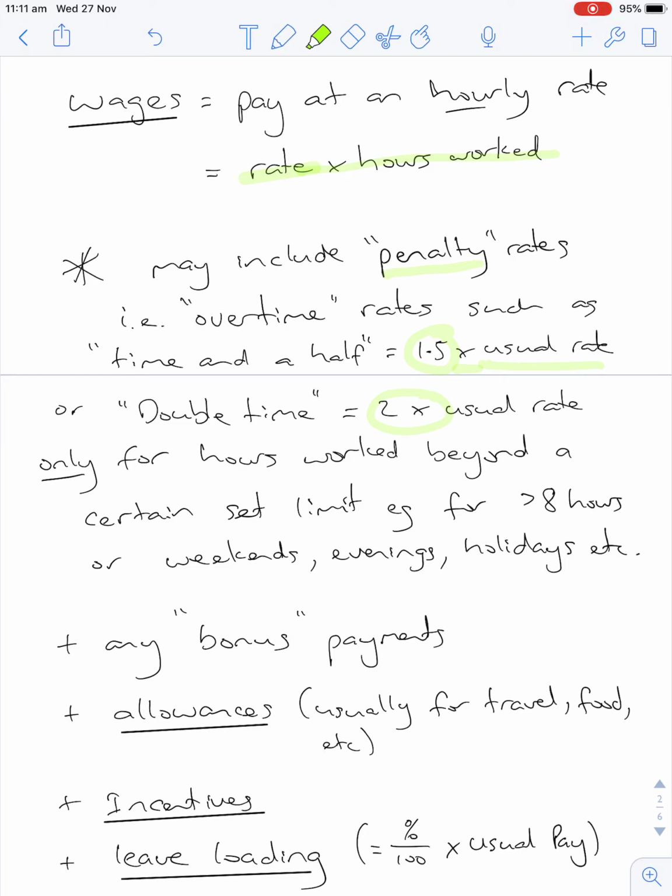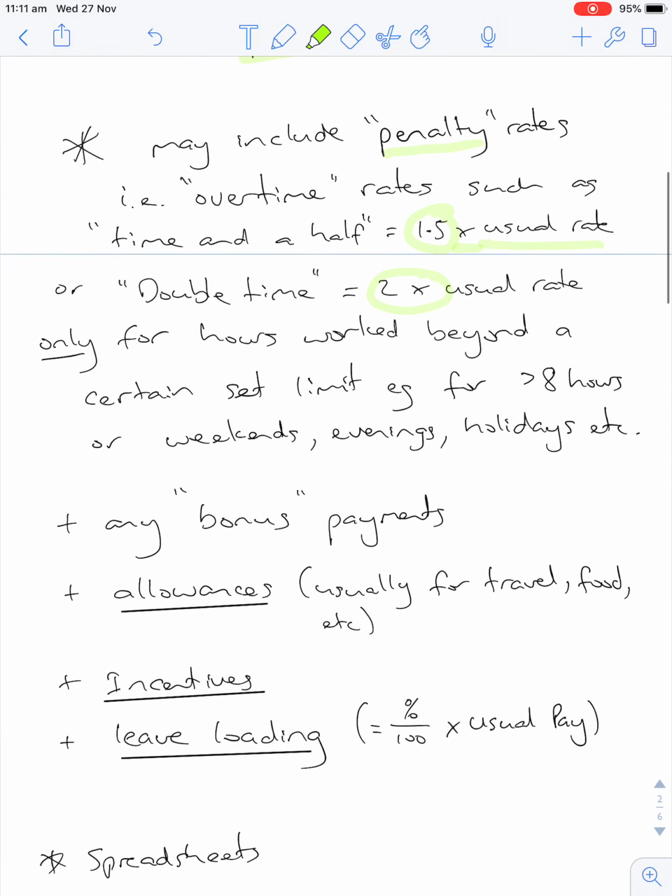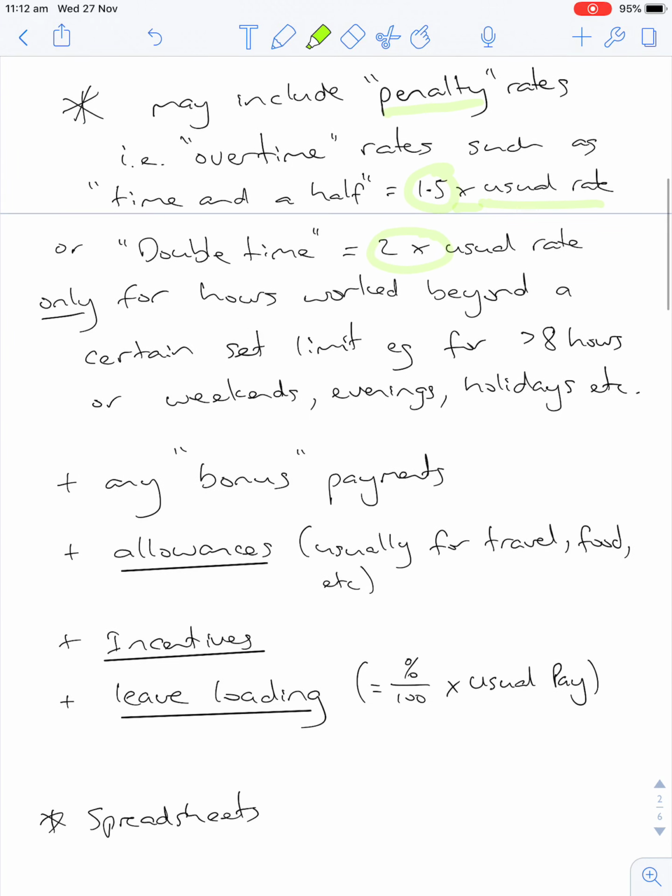That doesn't apply to every single hour you work. It only applies to hours over a particular level. So always make sure you do your normal hours at the normal rate, and then only apply these double times or time and a halves to the hours that exceed whatever hours they dictate. Okay. On top of that, for wages, you might also need to add any bonus payments. That's usually for reaching a particular level of productivity or sales or something like that.